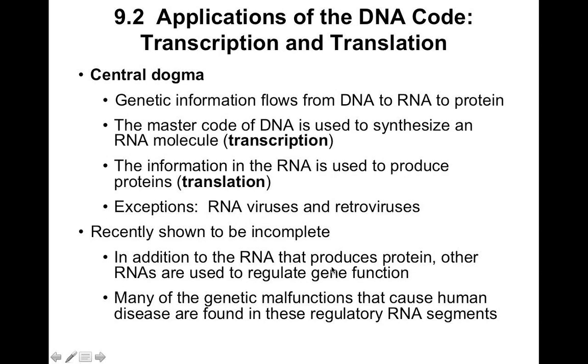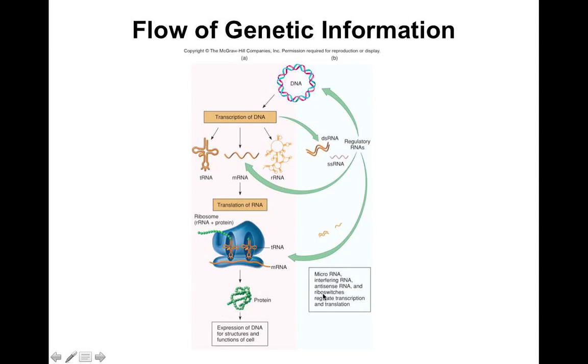In addition to RNA that produces proteins, other RNAs are used to regulate gene function. These are called shRNAs. They're small RNA fragments that interfere with translation, and they're a way for the cell to control how much protein is being produced. We also utilize them in the lab to shut proteins down and then see what happens to the cell after that protein is gone. Many of the genetic malfunctions that cause human disease are found in these regulatory RNA segments.